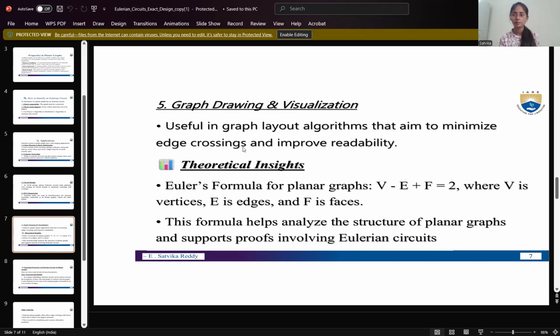And the other applications, like robotics and path planning: robots use Eulerian circuits to clean or inspect every line or path once, like vacuum robots. Then the seventh one is computer graphics. It is used in algorithms that draw figures without lifting the pen. Draw this shape in one stroke, then it is called an Eulerian circuit.